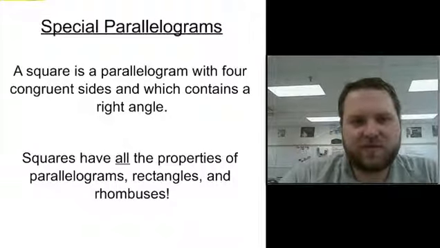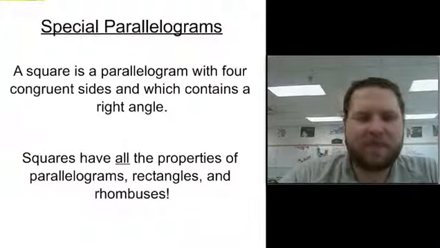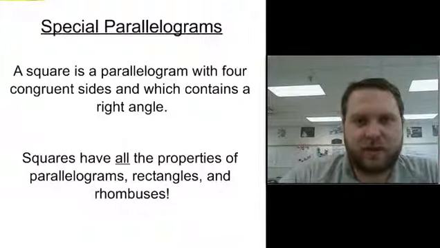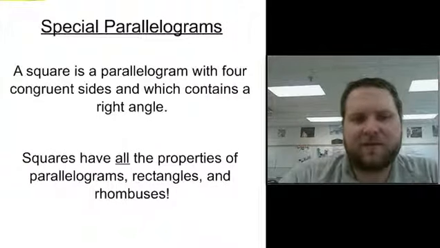So the 3 figures we've discussed: we have a rectangle, which has a right angle. We have a rhombus, which has all sides congruent. And then we have a square, which is a combination of the two. It has at least one right angle, which makes all the angles right angles, and it has all sides being equal.